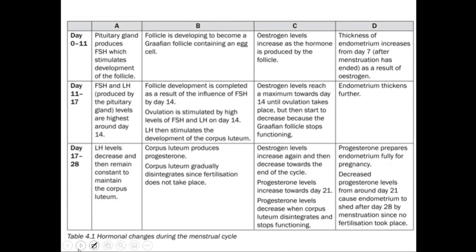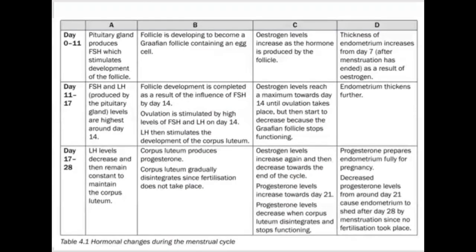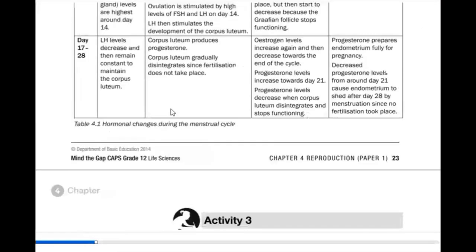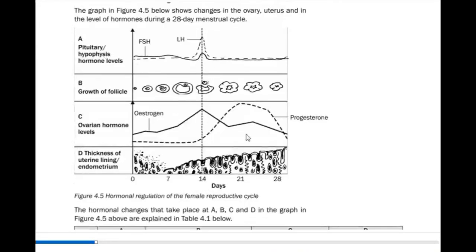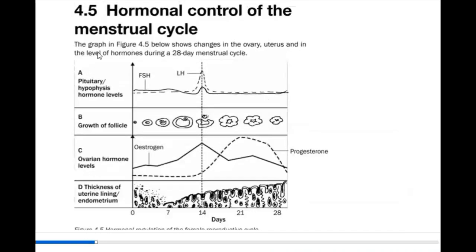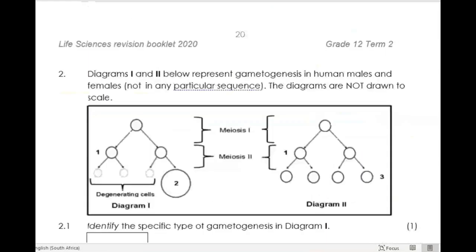Okay, so this diagram comes from Mind the Gap, once again, and if I just go to Mind the Gap to show you the diagram over here. You can study this on page 23 of Mind the Gap. Everything I just explained is clearly stated here. There's A, B, C, D, and there is what I explained now for you to go through. It's also written in your revision pack. And that's the menstrual cycle. That is the menstrual cycle.